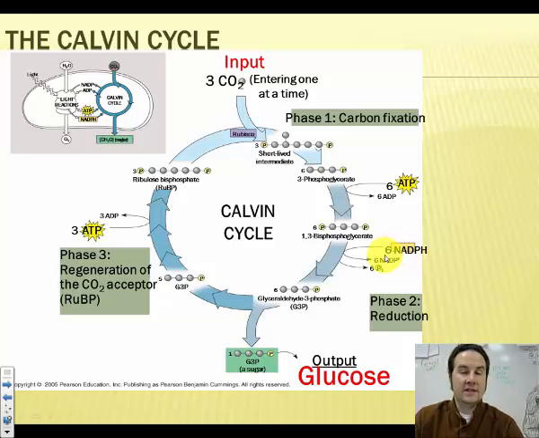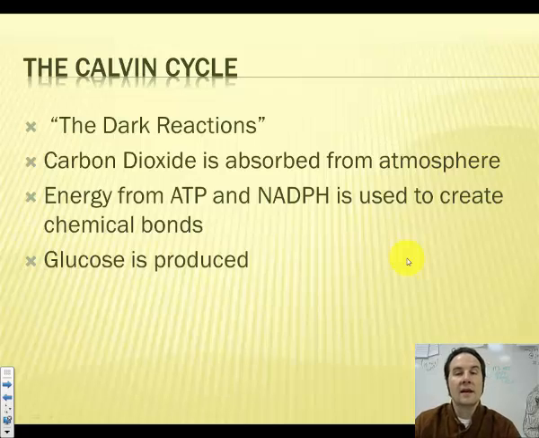That's just one easy way to remember it. So what's the next question then? The question is, where are we getting this ATP and NADPH? That's where we're going to go next. So, a quick recap on the Calvin cycle before we move on. The Calvin cycle is sometimes called the dark reactions. Why might it be called the dark reactions? Because it doesn't require sunlight.